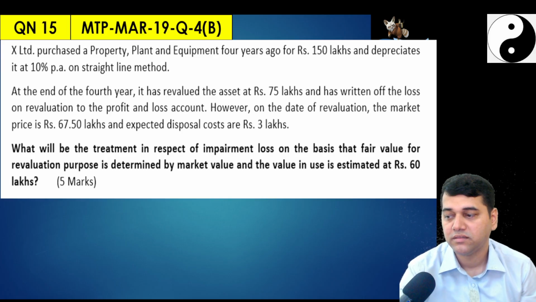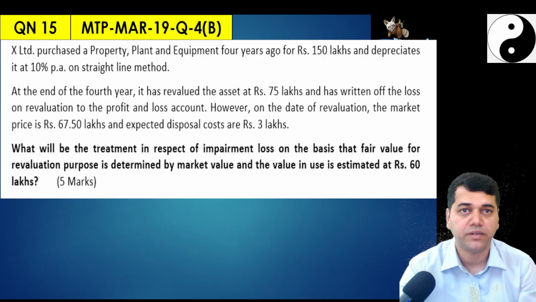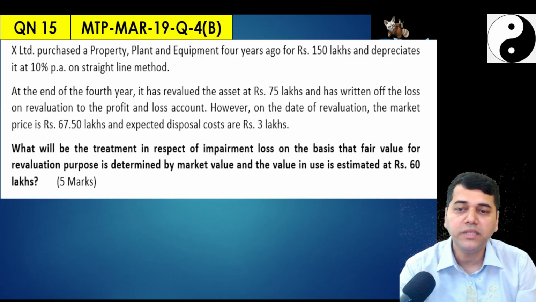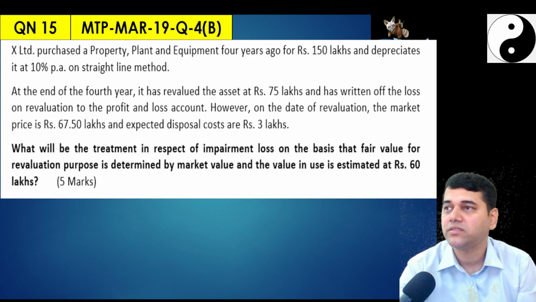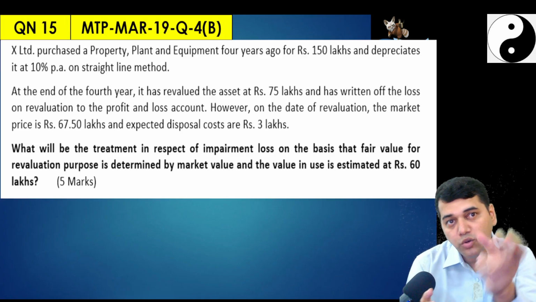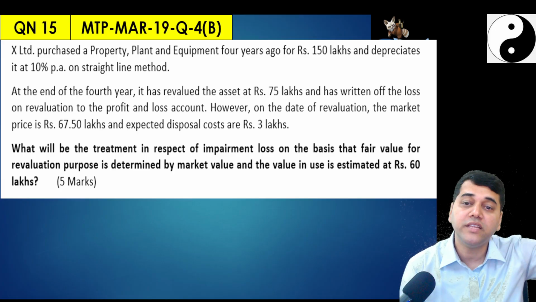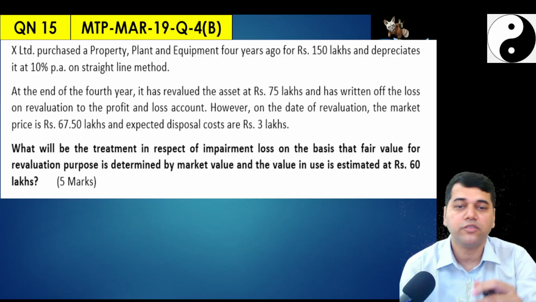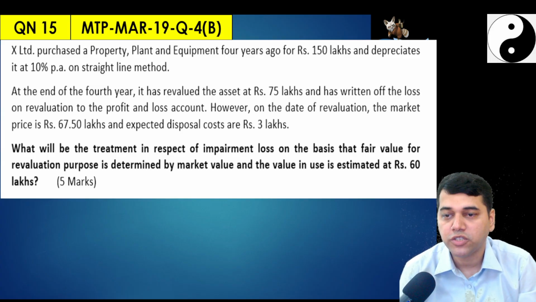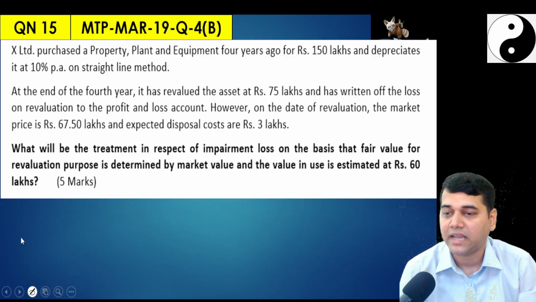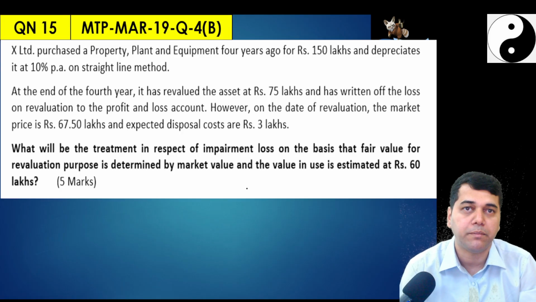Impairment. You have to test for impairment. Anyhow, we will discuss later. It's a small thing. I'll explain to you. What will be the treatment in respect of impairment loss on the basis of the fair value for the revaluation surplus? Now, again, there is one more choice. That means if you incur any impairment and some revaluation surplus is already sitting, again you can eat into that revaluation surplus. So this is the value for revaluation purpose determined by the market value, and the value in use is 60 lakh. Later we are going to learn the chapter on impairment.